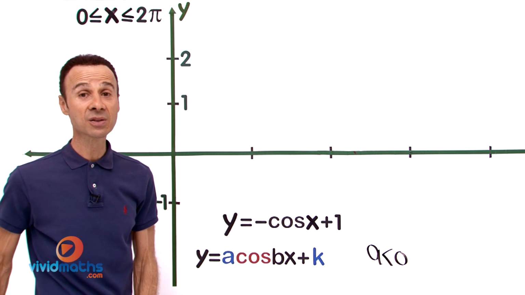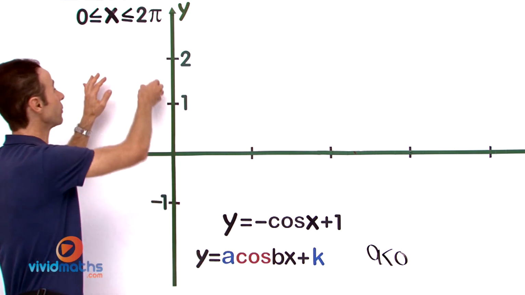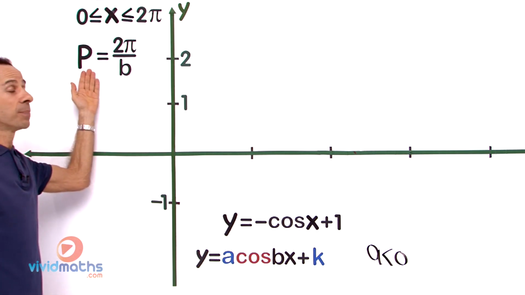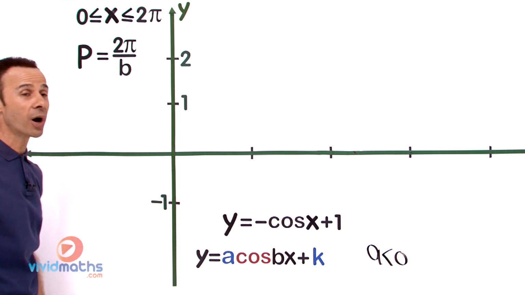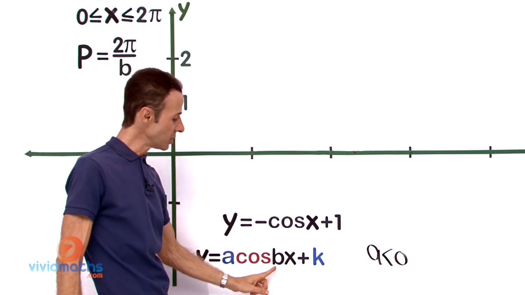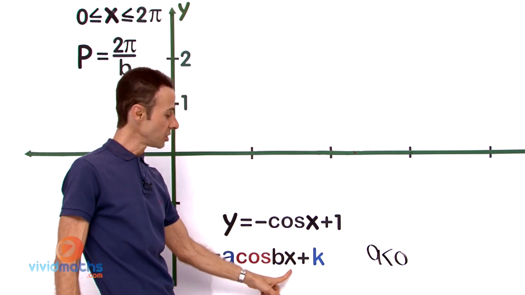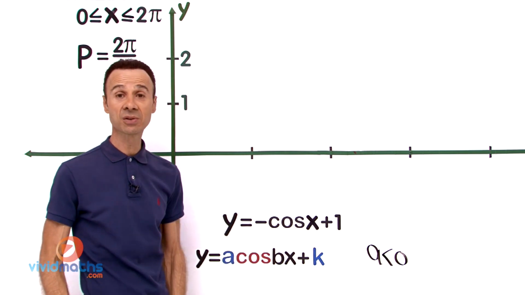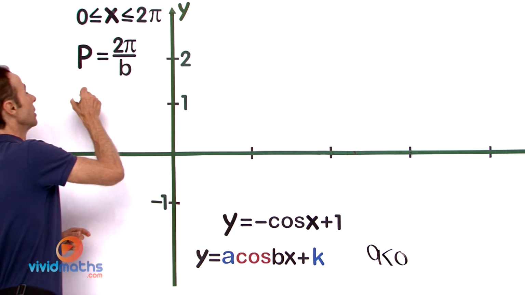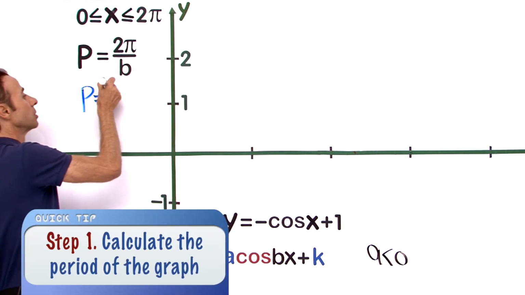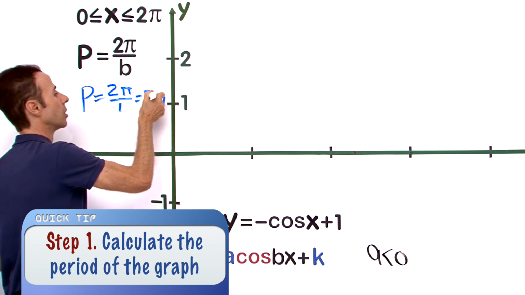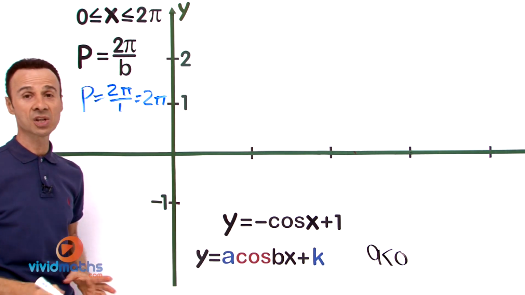Step number 1 is to find the period. Many of you know this formula already, but for those who don't, here it is again: period equals 2 pi on b. Now b is the coefficient of x. As you can see, there's b with the x. So our b here happens to be just 1, so it's fairly simple to work out. Period equals 2 pi on 1, which equals 2 pi. Okay, so it's just 2 pi.